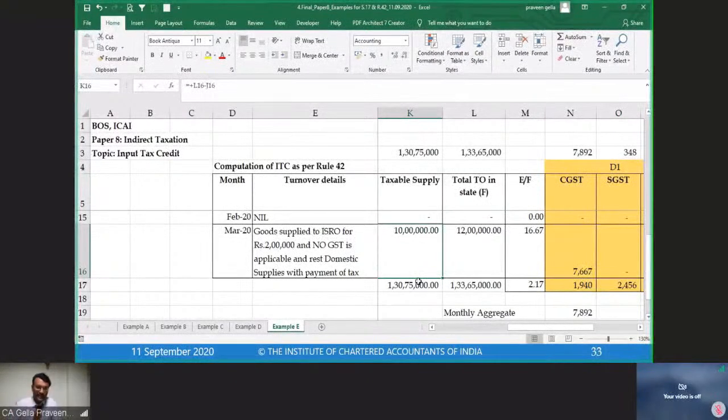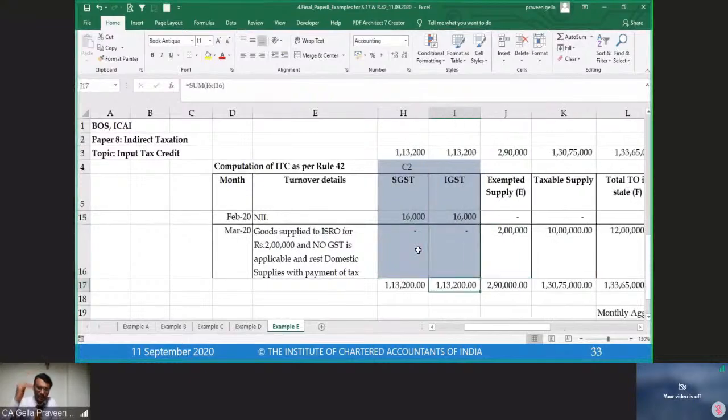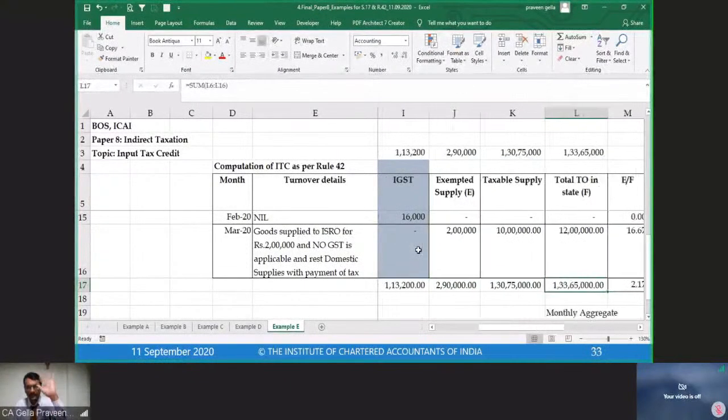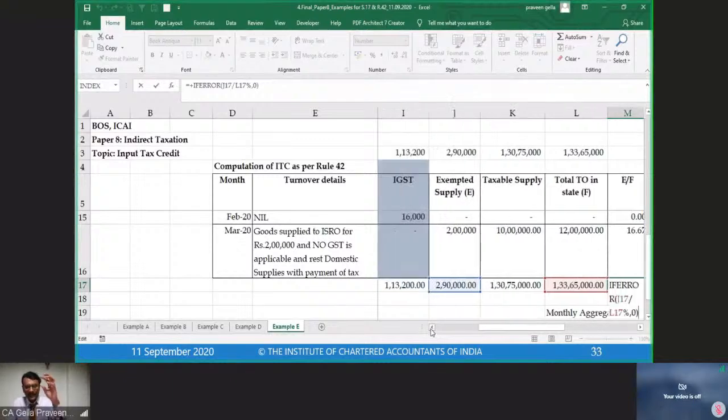I'll just repeat what I have done. I did the total for the entire year: CGST total, SGST total, IGST total. All the input tax, I did the total. Similarly, I did the total of exempt supply, the total of taxable supply, the total of my total sales. Till now, everything was totals. I didn't do anything else. Now, I did this formula called E by F. What is E by F? My exempt supply divided by total turnover.